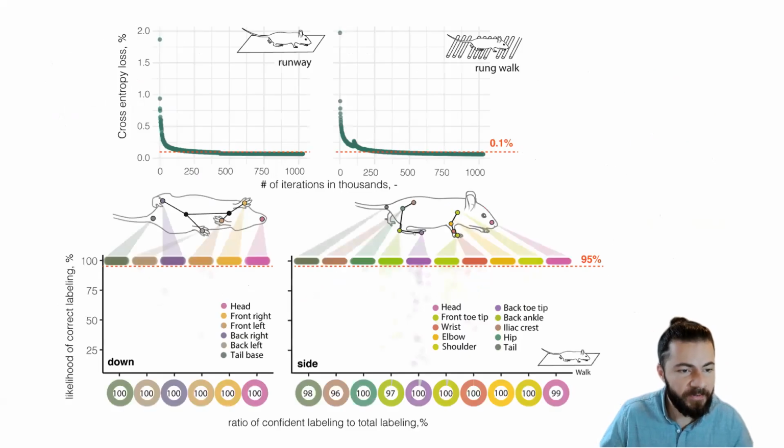To verify the accuracy of the networks, we checked first the cross-entropy loss and the likelihood for correct labeling. And with our setup, we achieved a cross-entropy loss of less than 1 in 1,000 frames and had an average likelihood to label each body part correctly of more than 99%. So we could use almost every data point that we have generated.